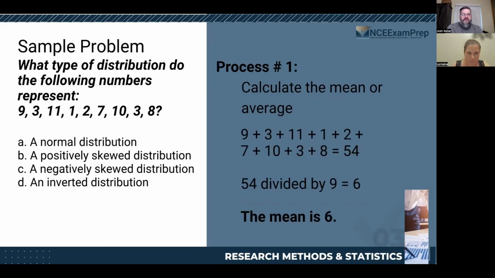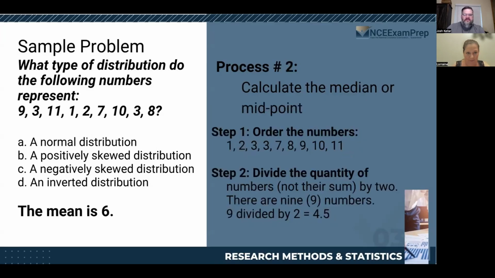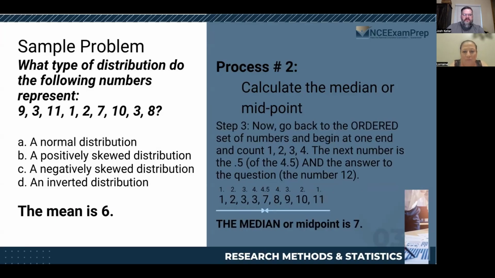Now we need to find out what the median is. And so how are we going to find the median? Has anybody done this already? I'm working on it. Good. It's 7. Okay. Good. The median is 7. That's the midpoint.